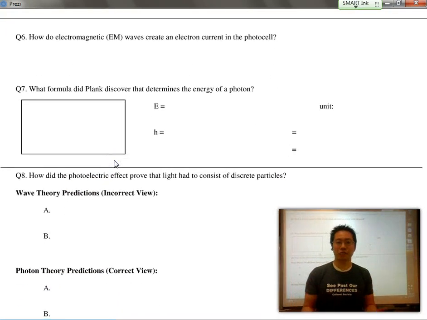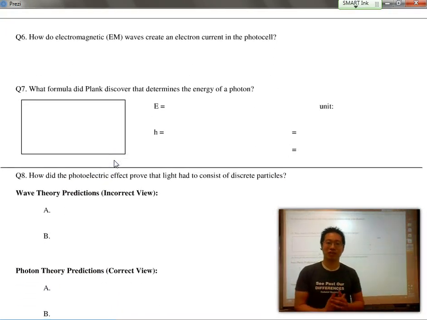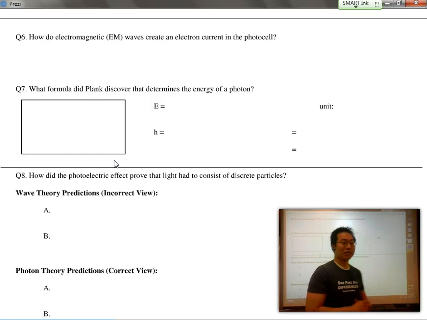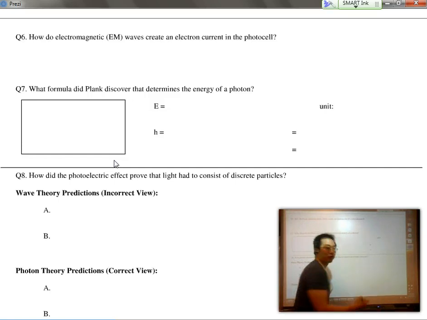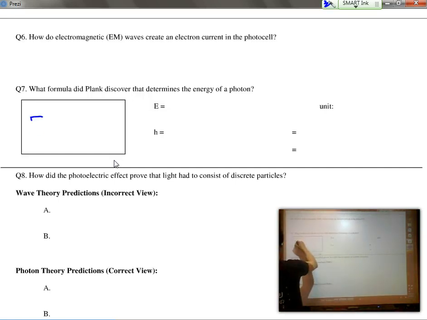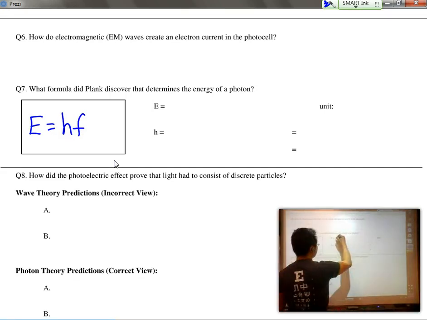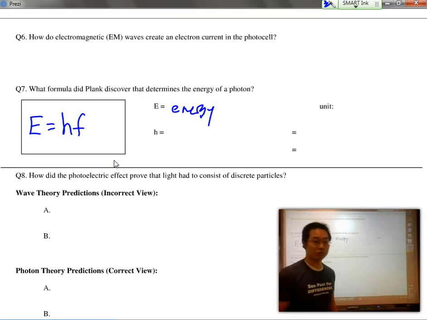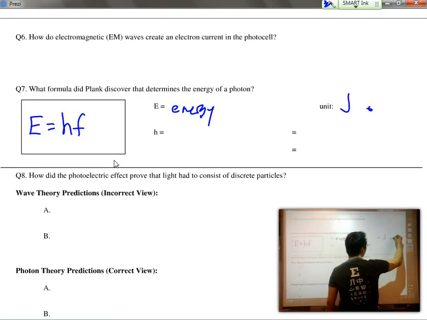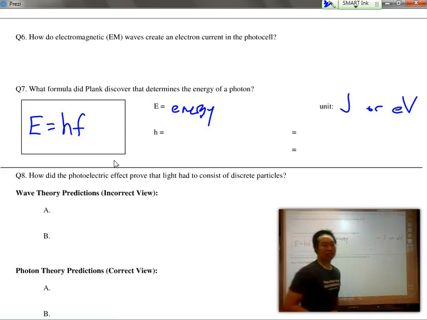Now, going back to Max Planck, because Einstein looked at Max Planck's formula. He saw Max Planck had written this formula. E, the energy, is equal to h times f. E is, of course, energy, which is going to be measured in either joules or electron volts.